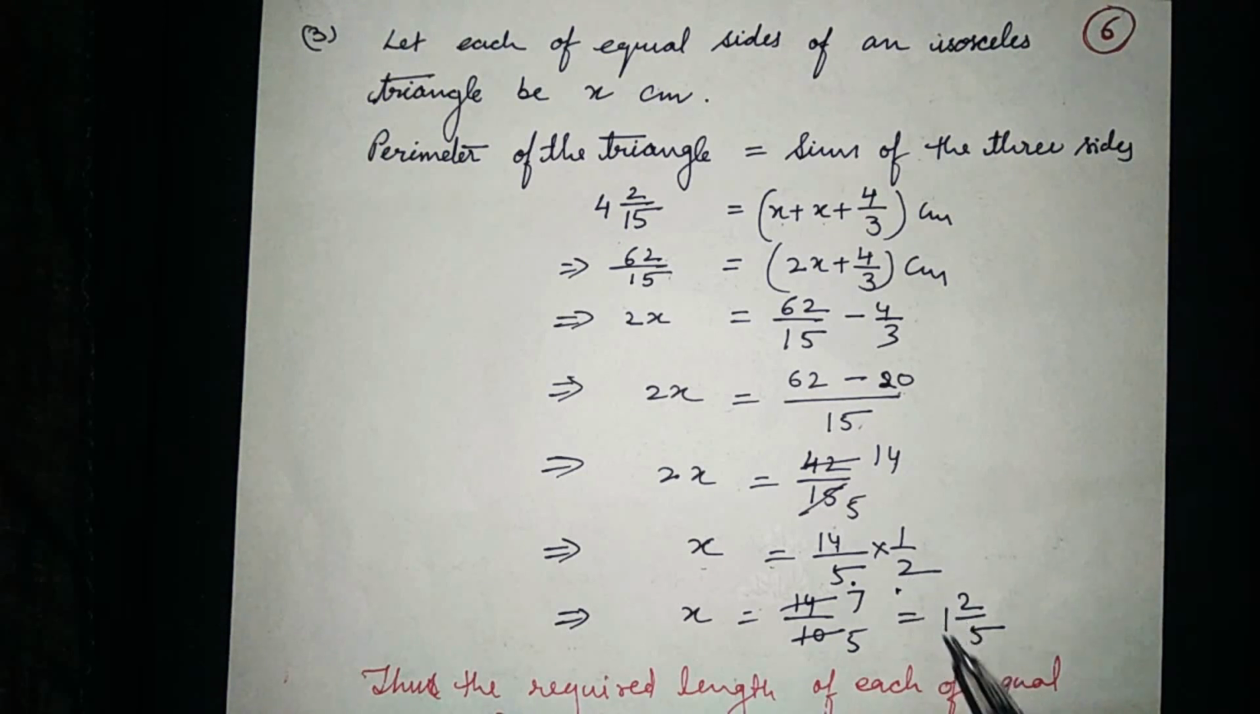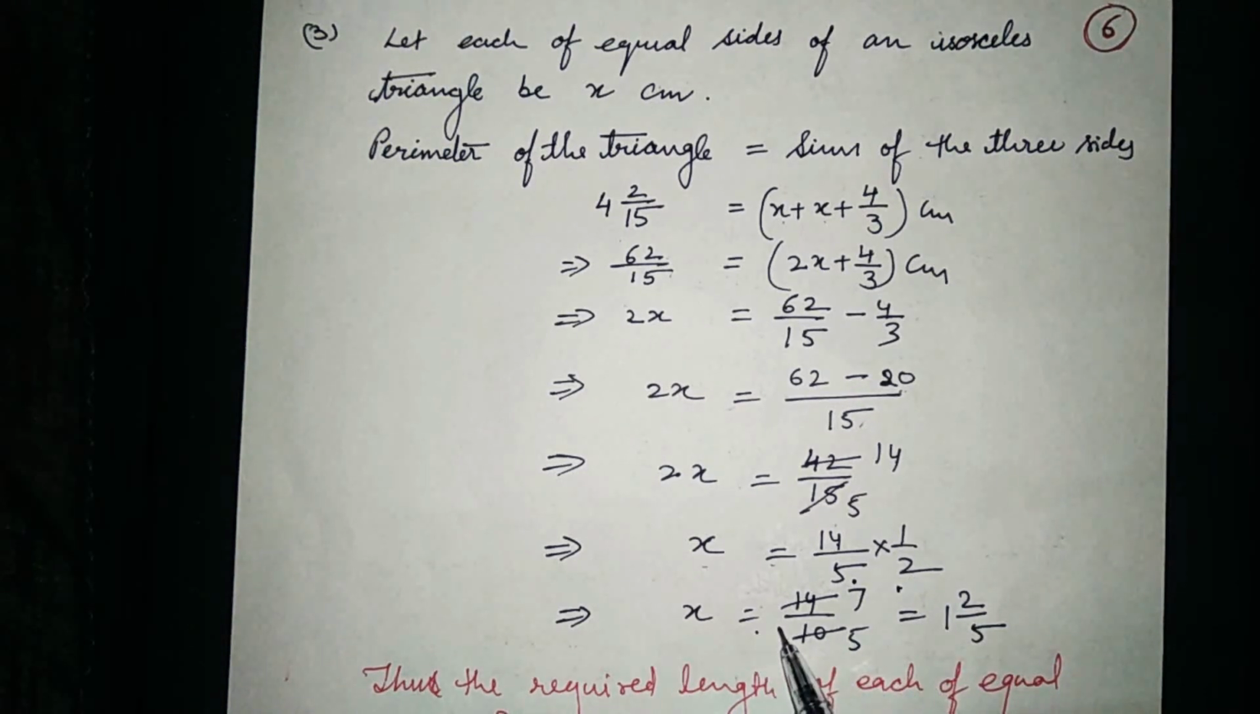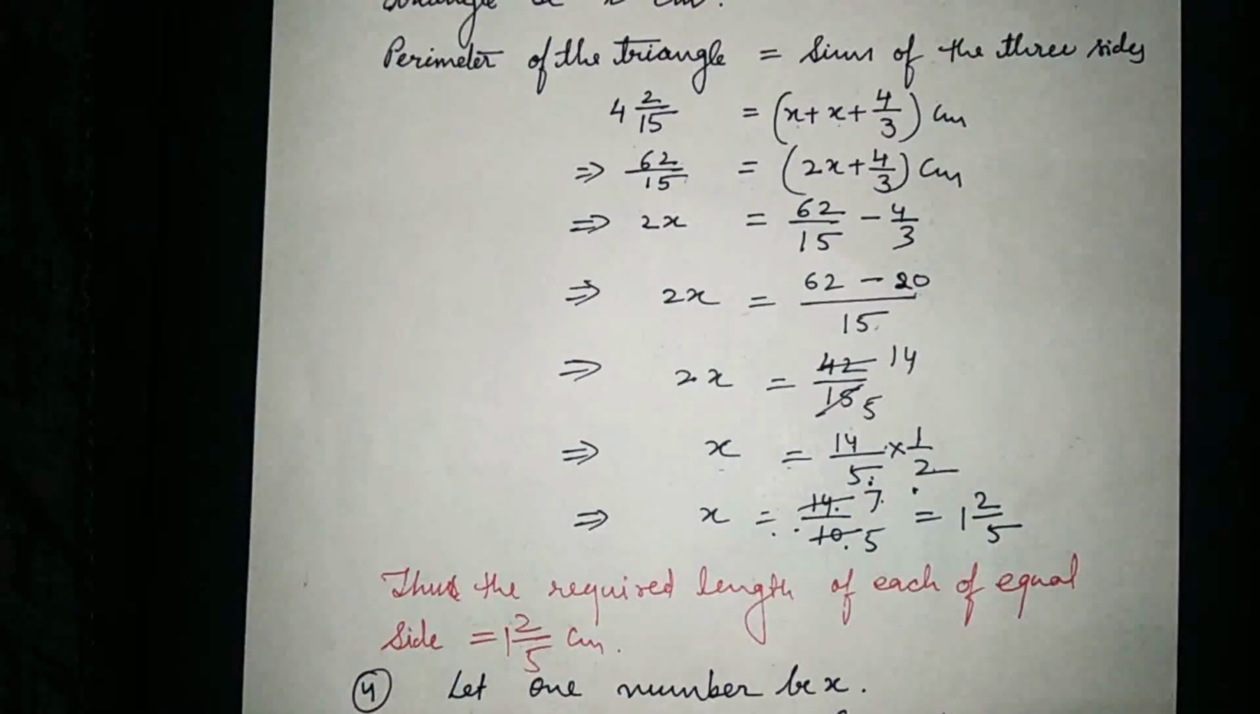Okay. So here x is equal to 14 into 1, 14. 5 2s are 10, 2 7s are 14 and 2 5s are 10. What came? 7 upon 5. And in mixed fraction, what will come? 1 whole 2 upon 5. Thus the required length of each of the equal sides is equal to 1 whole 2 upon 5 centimeter.